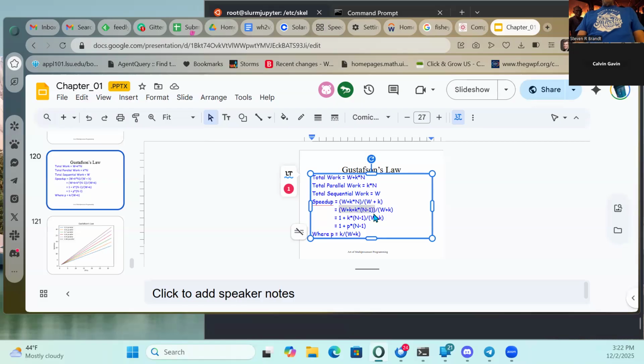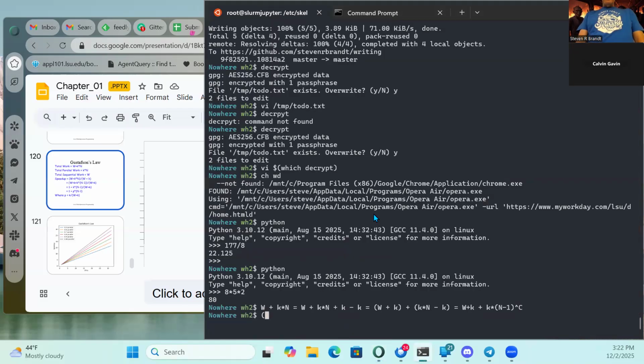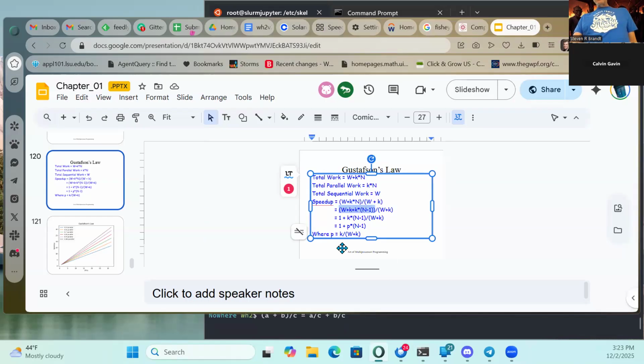Okay. So if I have A plus B over C, that is equal to A over C plus B over C, right? In this case, that A is W plus K, and that A and that C are both W plus K. That's all I'm doing, expanding that divide operation. So I get a 1 plus a fraction. Then I take that K over W plus K and I define that to be P, and I get this final term, 1 plus P times N minus 1.